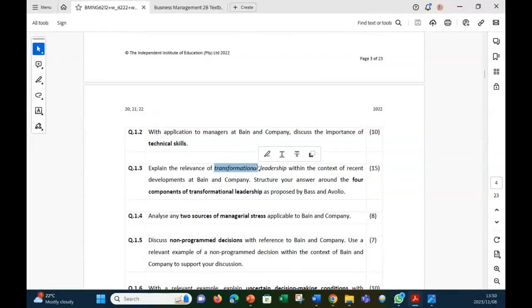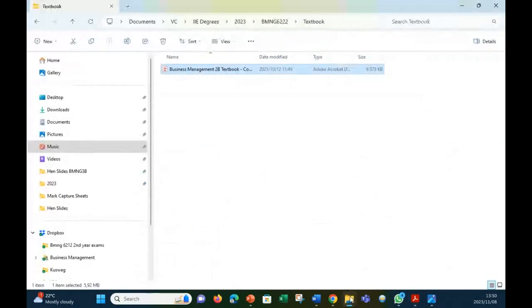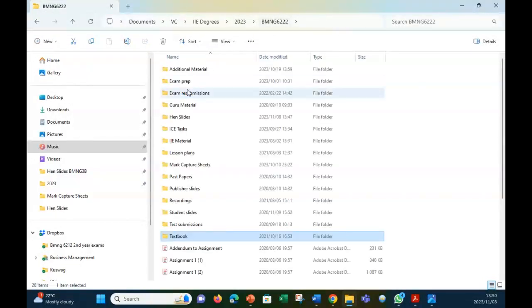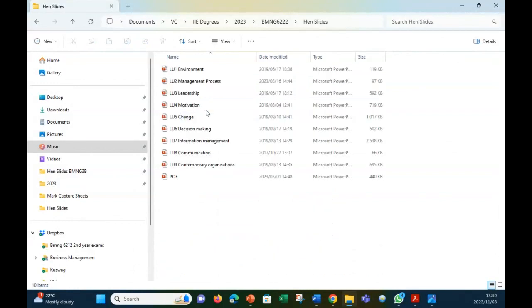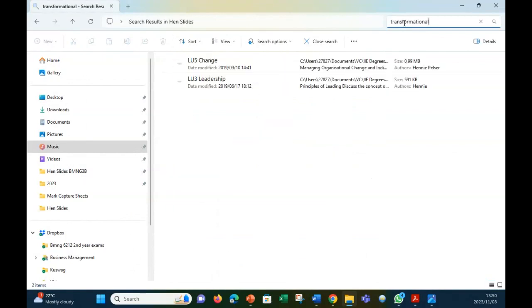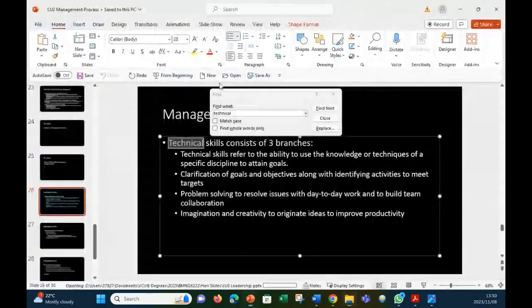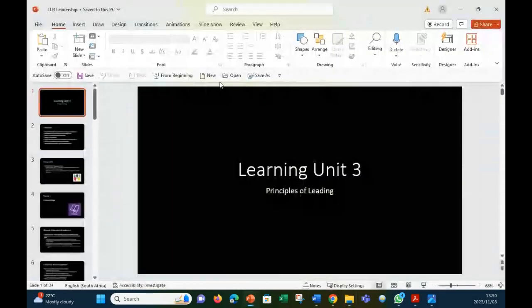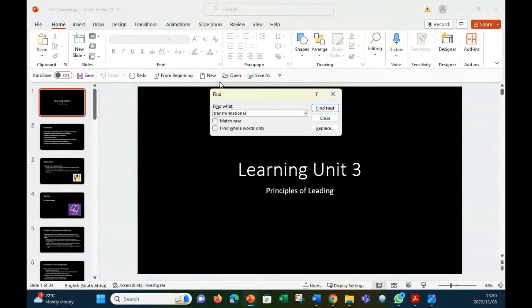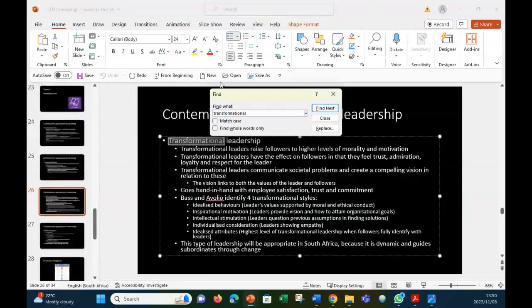We'll do Control C. Now we know that it's transformational leadership, but the key word is transformational. So we'll go back to here where my slides are. I'm going to just go back to the slides, and then I'm going to paste that in there. Transformational, we know that it's leadership, so we go to these slides, and we do Control F again, we paste it, and we look for transformational leadership. And there are the bits that you need to use in terms of the answer.